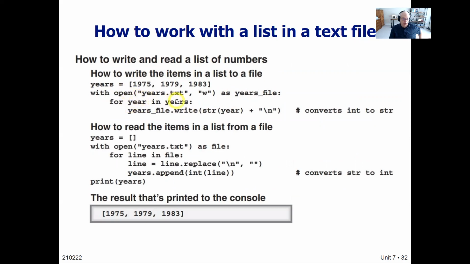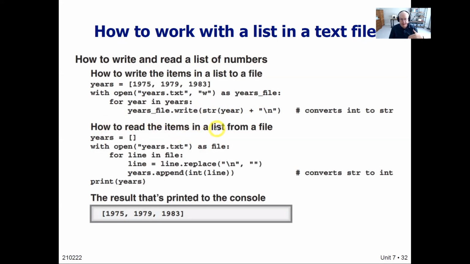So for each year in our list of years, we saw this last week. So this is a loop through that list. Years file, we're going to write, and notice we're embedding the string function here to change each of those integers to a string and add a new line character to the end of each of those years. So that's how you do it with integers. To read them, go in the other direction.